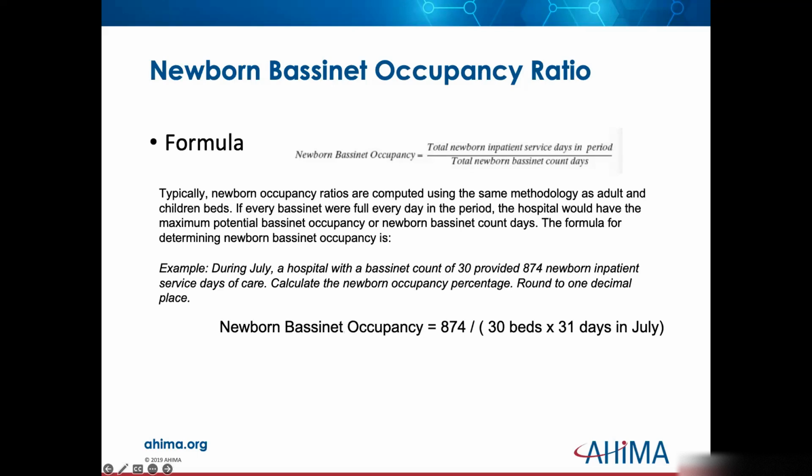Looking at our example, during July, a hospital with a bassinet count of 30 provided 874 newborn inpatient service days of care. Calculate the newborn occupancy percentage and round to one decimal place. Give your newborn occupancy rate: 874 newborn inpatient service days divided by the bassinet count of 30 times 31 days, which are in July. Make sure you're calculating as you're looking at this. I got 874 divided by 930. Okay, hopefully you receive the same number. 0.940 or 94%.